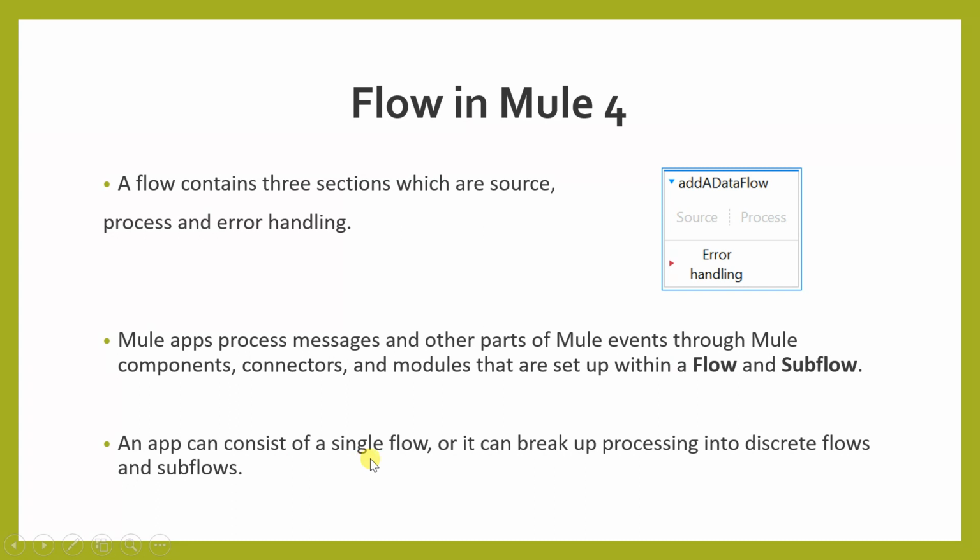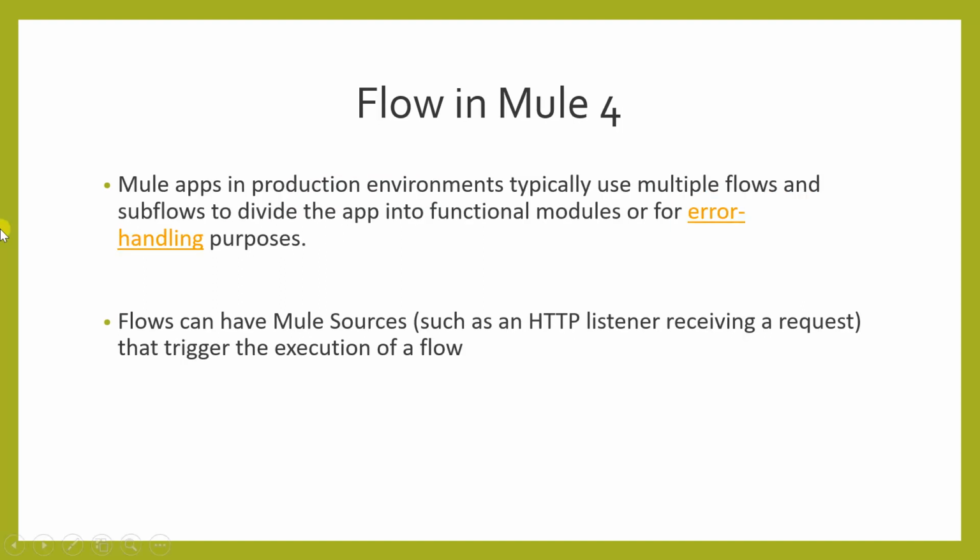An app can consist of a single flow, or it can break up processing into discrete flows and subflows. A Mule application can contain a single flow, but in practice it contains more than one flow. You can understand this point as: Mule apps in production environments typically use multiple flows and subflows to divide the app into functional modules.